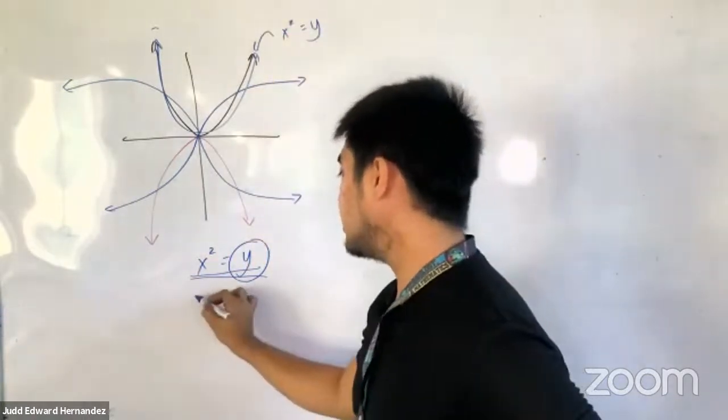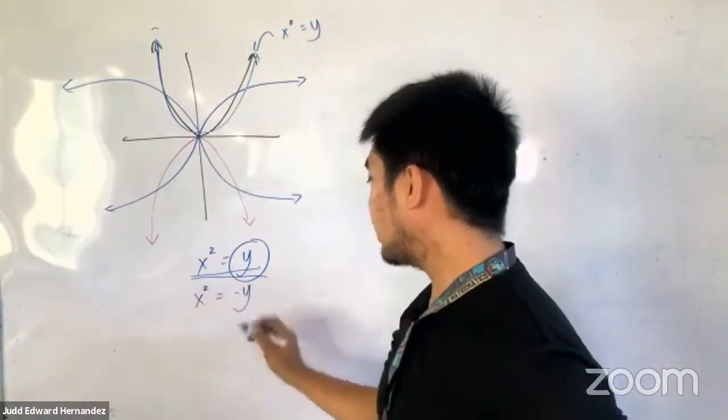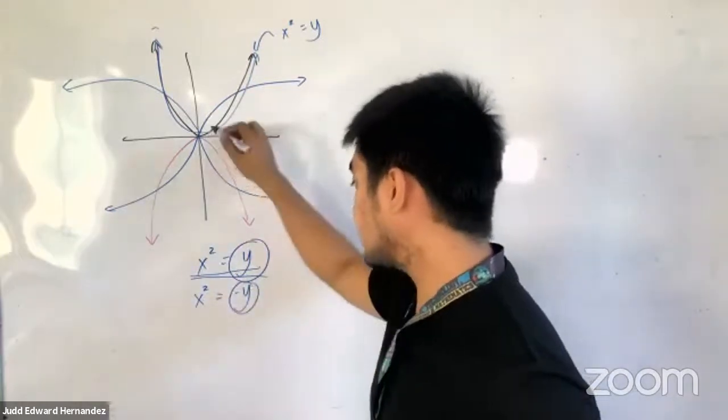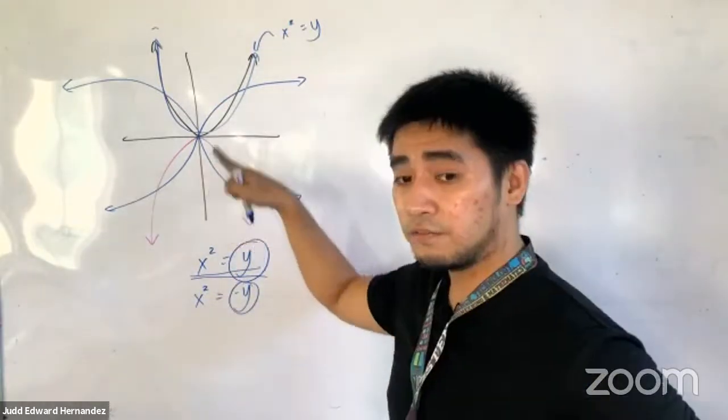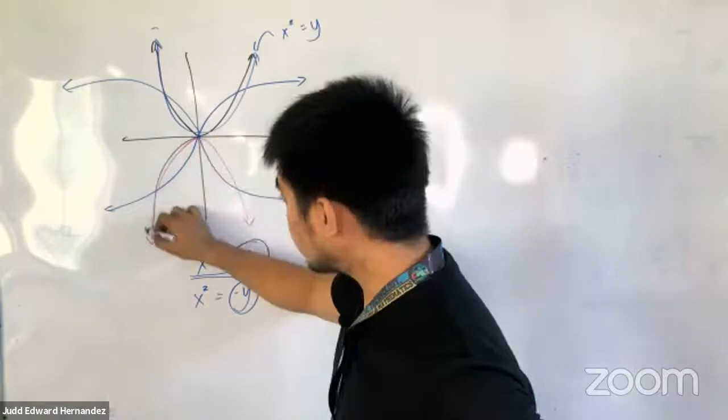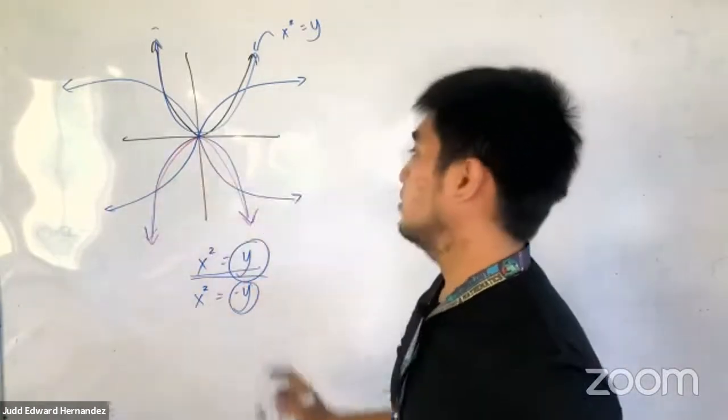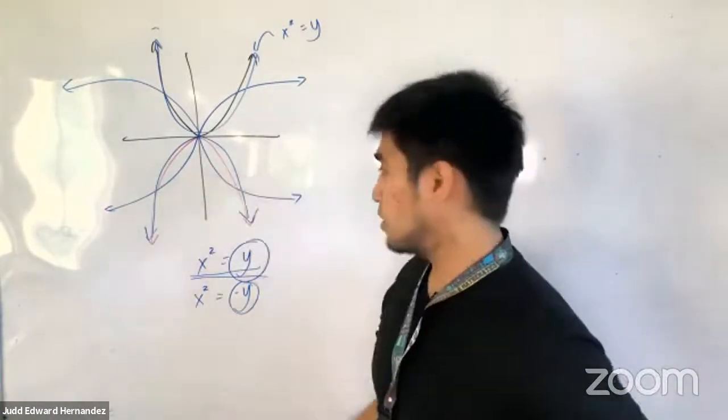Okay, pag sinabi naman nating x squared is equal to negative y, dahil negative yung y natin, sa baba naman siya, therefore it is opening downward. Dalawa yung values ni x, isang positive, isang negative. This is now x squared is equal to negative y.